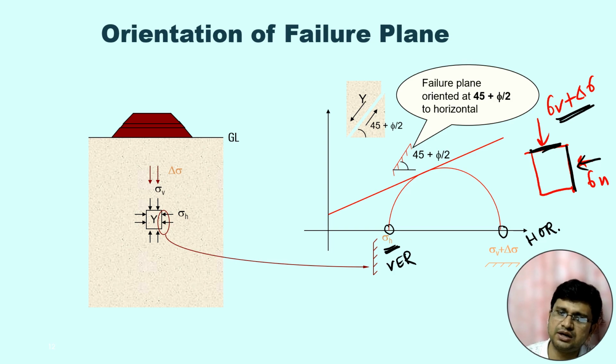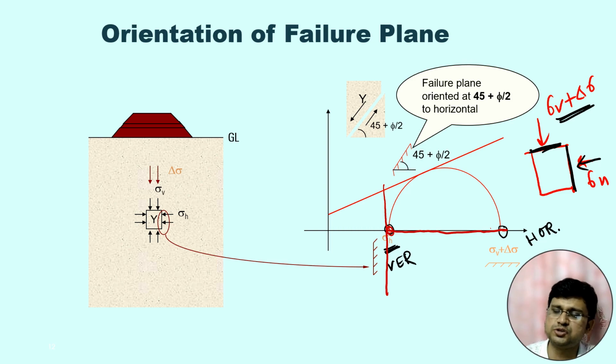So what do we do when we try to construct the pole? This is the vertical plane, so we will draw one vertical line, and this is the horizontal plane, so we will draw one horizontal line. These two lines cut the Mohr circle at this particular point. So this is actually the pole. From the pole, if we draw a line, then we will get the failure plane.